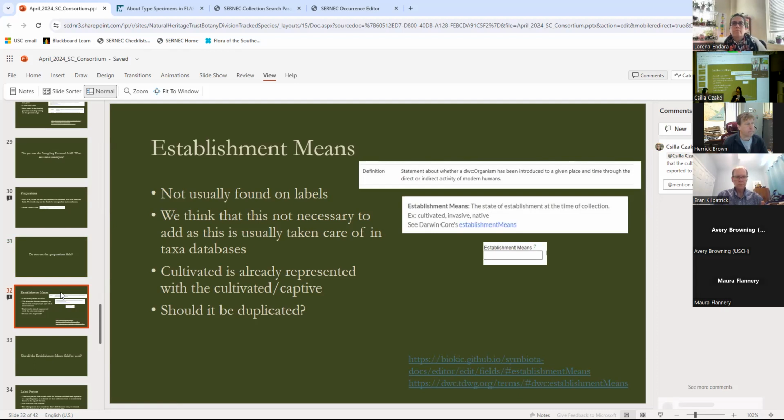Regardless, I put this slide here because I would also like to point out that this is something we need to discuss with Symbiota. The fact that it's cultivated, invasive, or native is taxa specific. I really feel like establishment means shouldn't be on the specimen record at all, in my opinion.